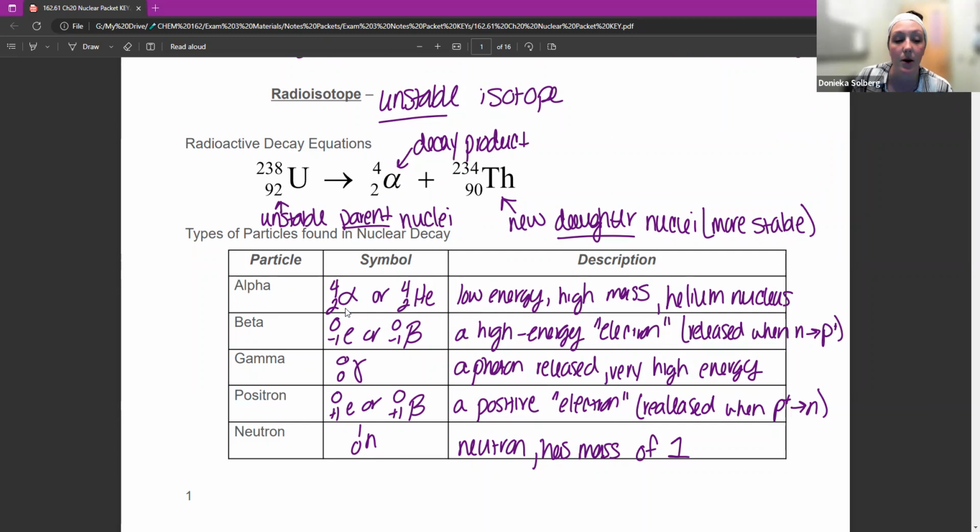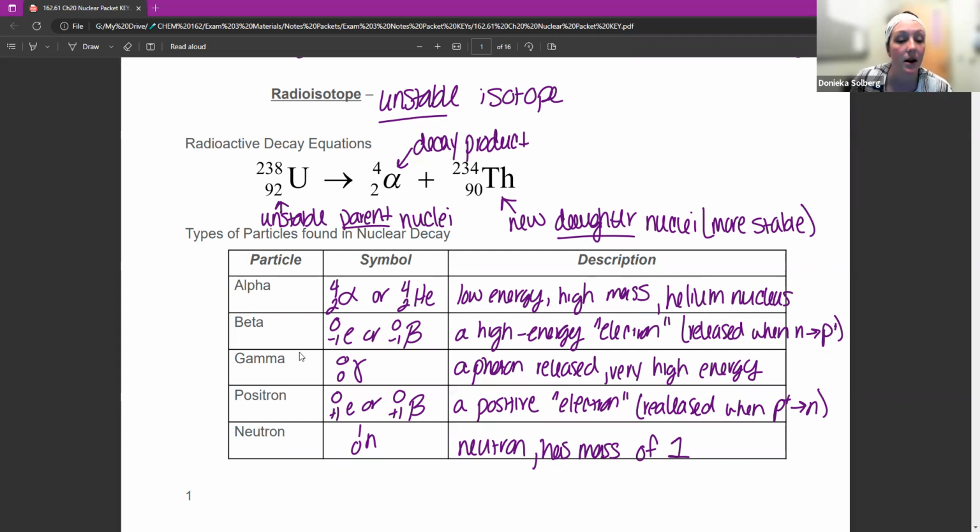So there's an alpha particle. An alpha particle is a 4-2, and it can be represented by the alpha symbol here. Or technically, if it's 2 protons and 2 neutrons, that's just a helium nucleus because helium has 2 protons. So you can write 4-2 helium also. Either one is appropriate. These alpha particles are really big. They have a mass of 4, so they're high mass. They're very low energy. They move very slow because they're so big, and they're essentially just a helium nucleus.